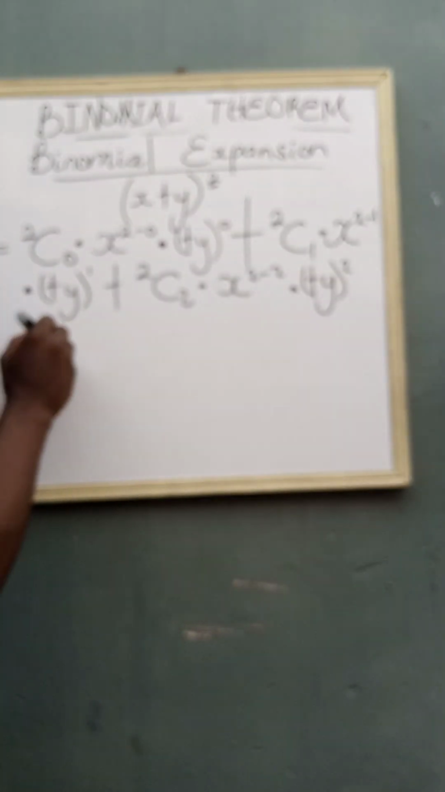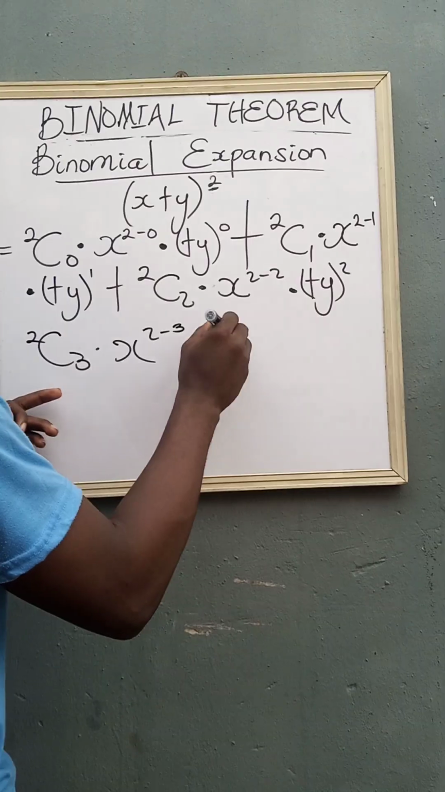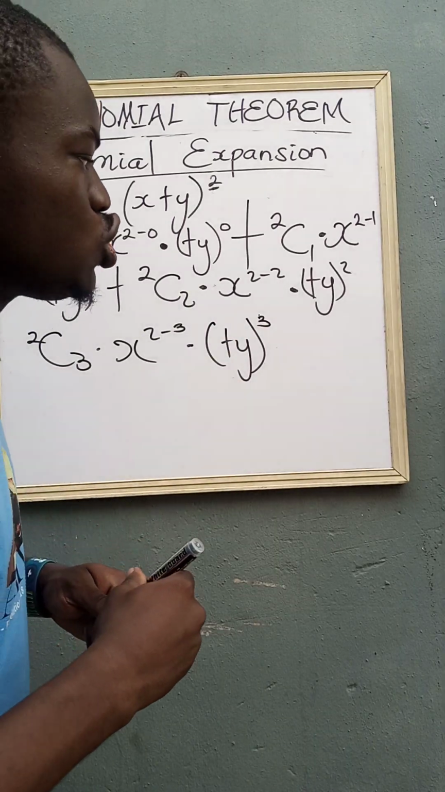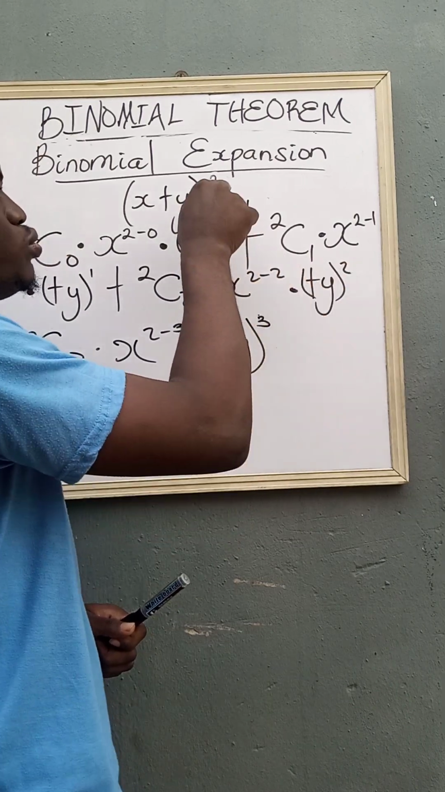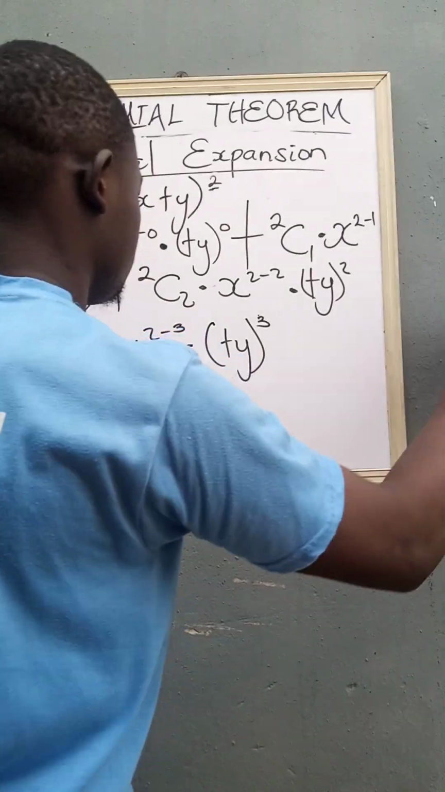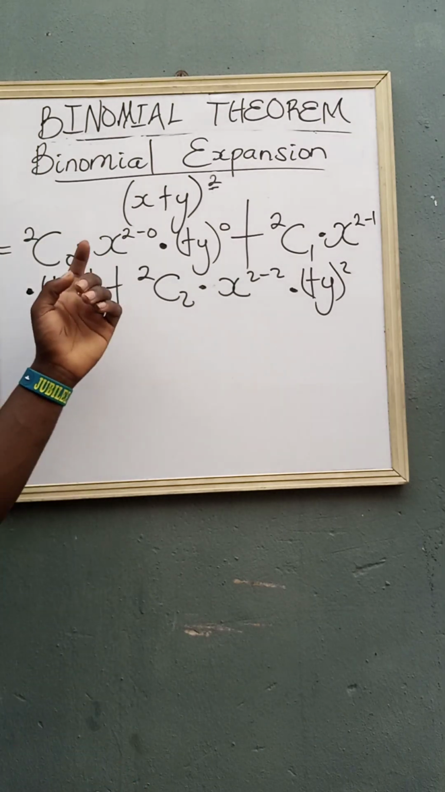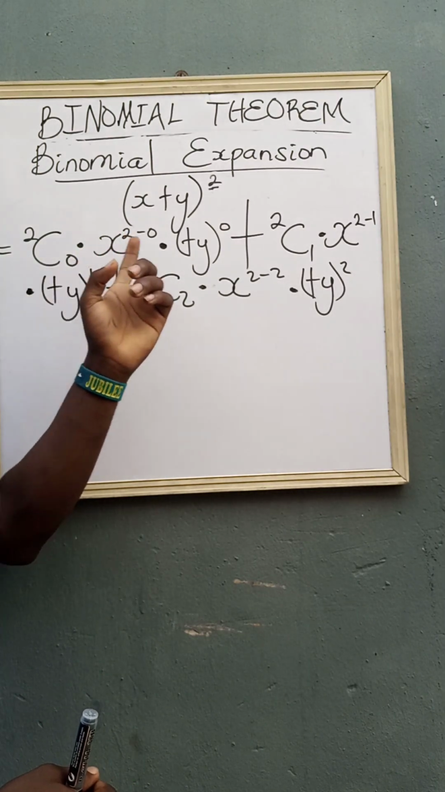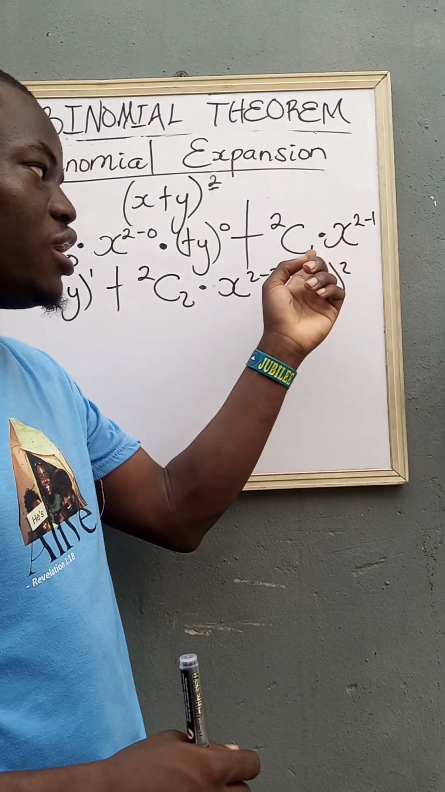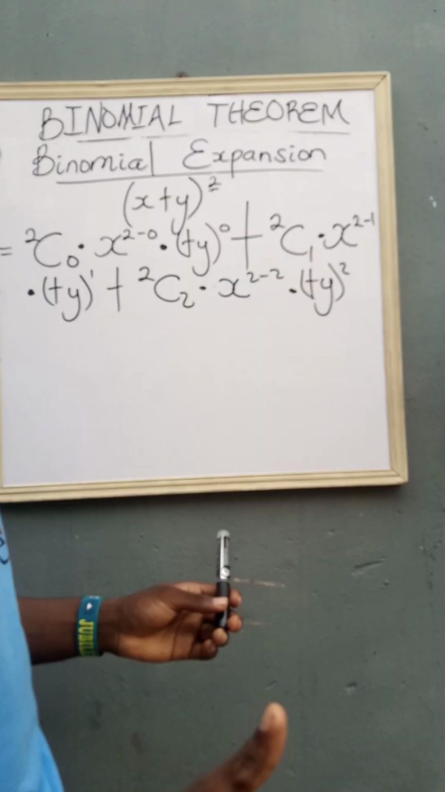You can't have something like 2 combination 3, then multiplied by x to the power of 2 minus 3, multiplied by plus y raised to the power of 3. This is wrong. This is incorrect. So you stop at that point where your powers add up to your initial power. Please take note of this. Very critical. So it's a simple logic. As your first term is reducing by your r, your second term is increasing by that r. It's a simple logic, okay?